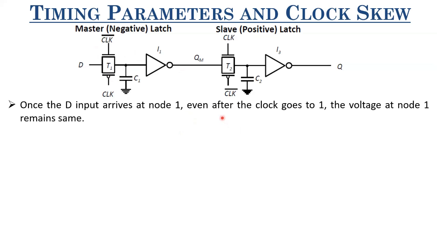So if somehow you ensure that D is stable till the time its value is sampled at this node, you are sure that the moment clock goes to 1, this D won't be reflected at this node or this node or this node. So you do not need to apply any constraint on stability of D once the correct value of D is sampled here. This is their thought process, right?